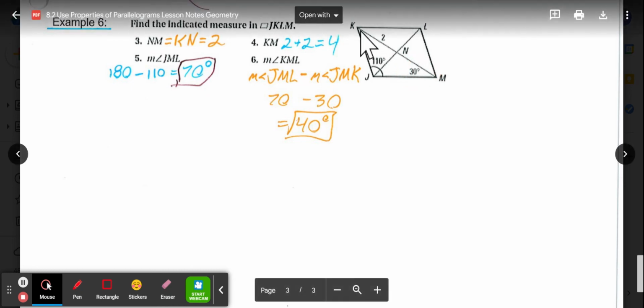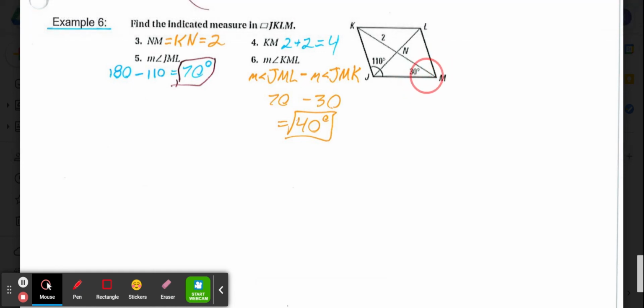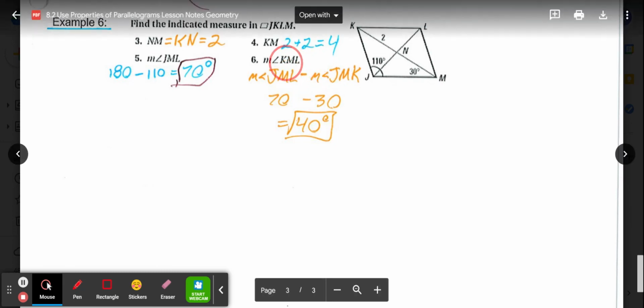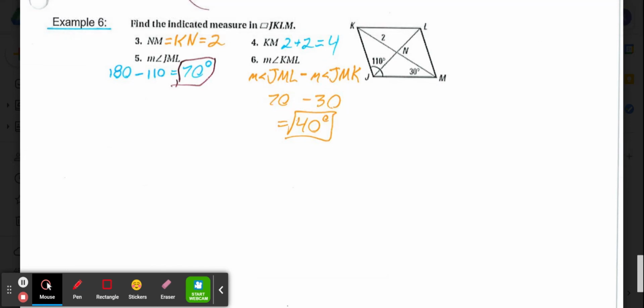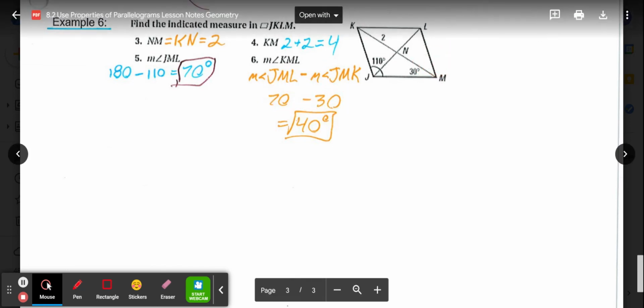And then they want us to find the measure of KML. So from K to M to L, just the upper half right here. So in that case, we knew this one was 70. The whole thing, I should say, is 70. This part of it's 30. So JML minus JMK will give us angle KML. So 70 minus 30 gives us the missing part right here of 40 degrees.